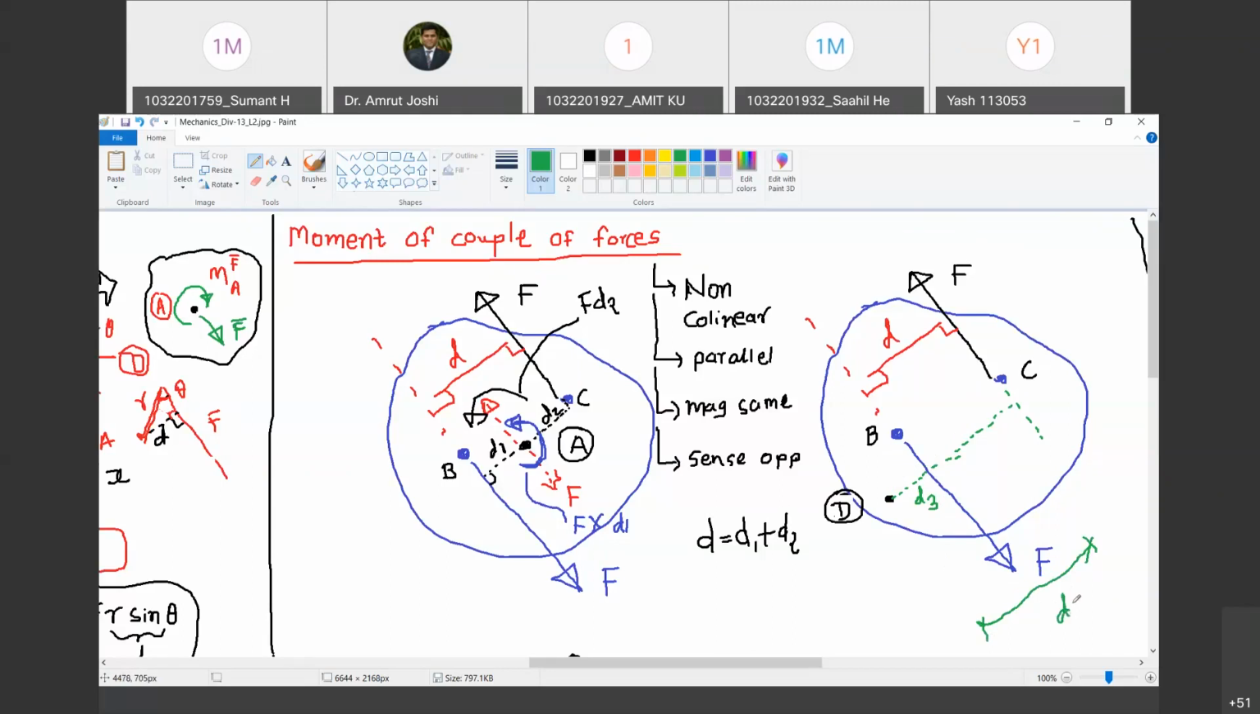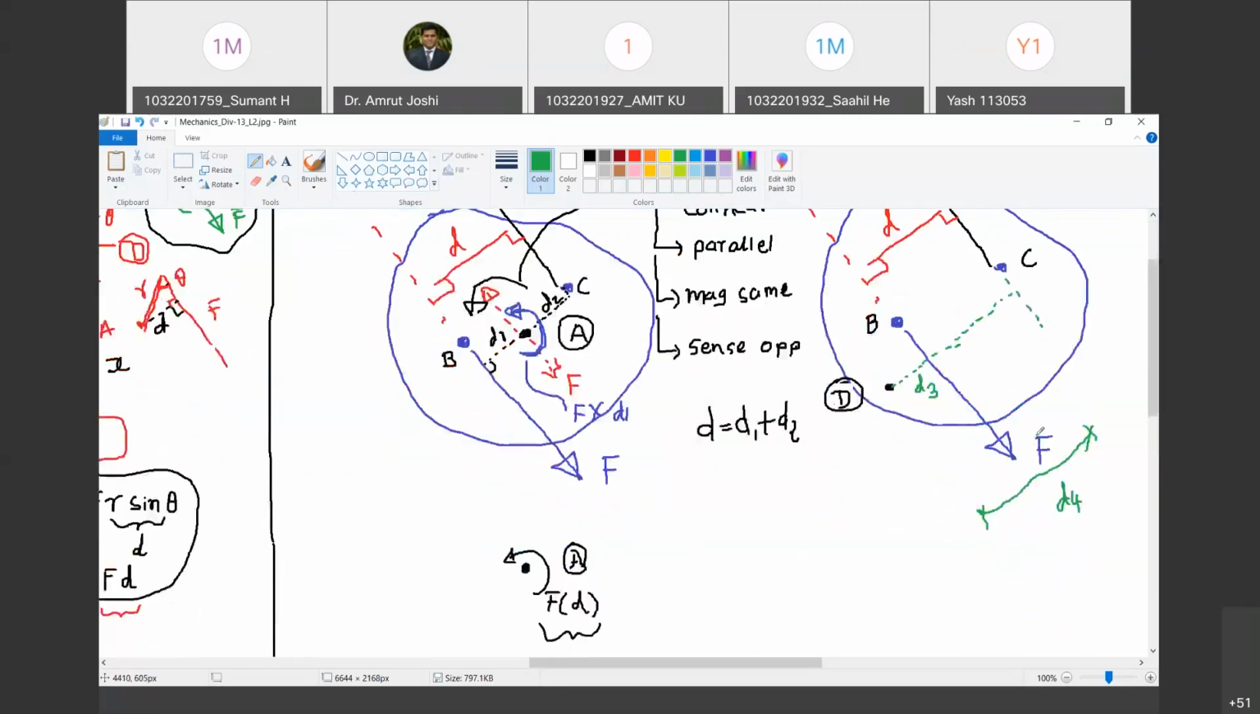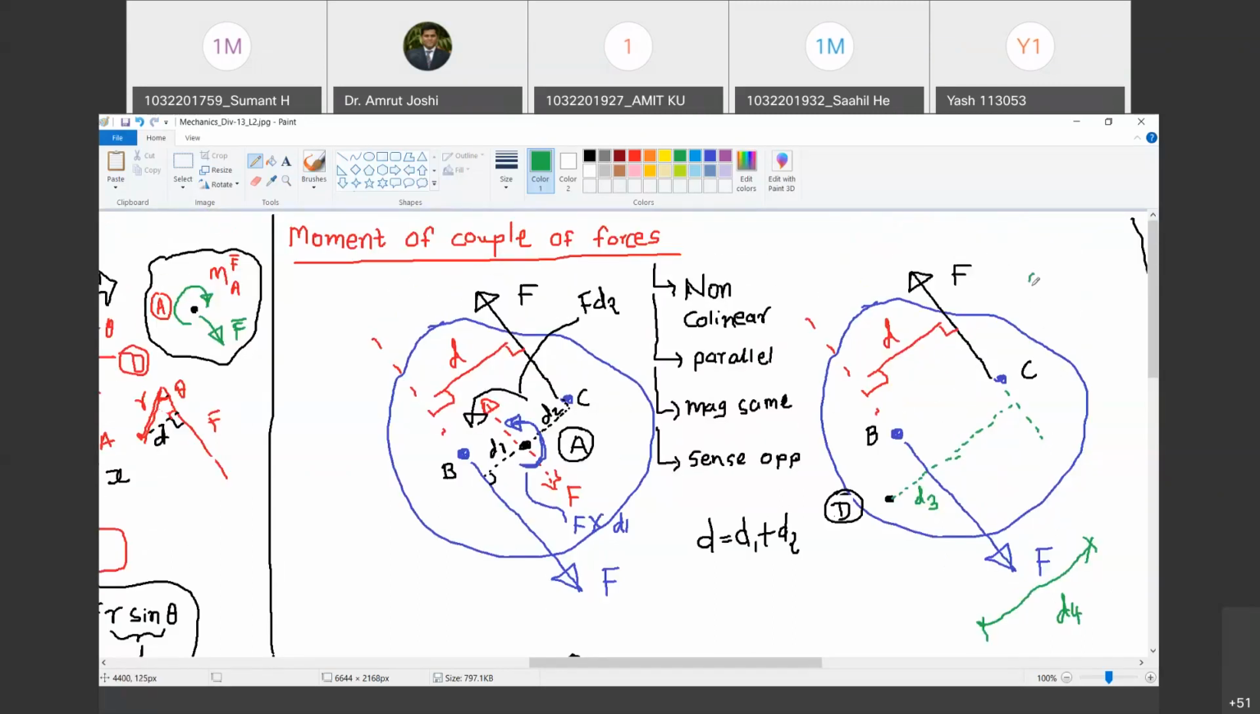Happy? Yes, sir. Can you tell me the relationship between D and D3, D4? D plus D3 is equal to D4. Or in other words, D is equal to D4 minus D3. Do you agree with me? Yes, sir. D4 minus D3. Let us have this in mind. Now, tell me, what is the effect of force acting at B, at D?